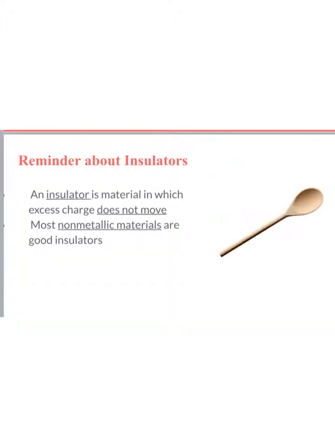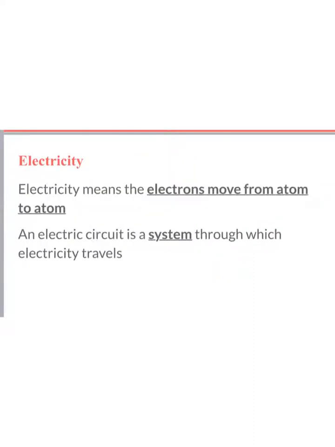So these outer shell electrons are easily moved, which makes them excellent conductors of electricity and of heat. Now, insulators, they do not have those outer electrons or valence electrons that are easily movable, and they do not allow that excess charge to move freely. And so non-metallic materials are good insulators and poor conductors.